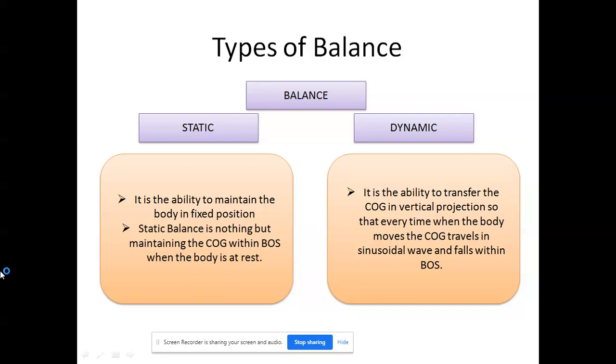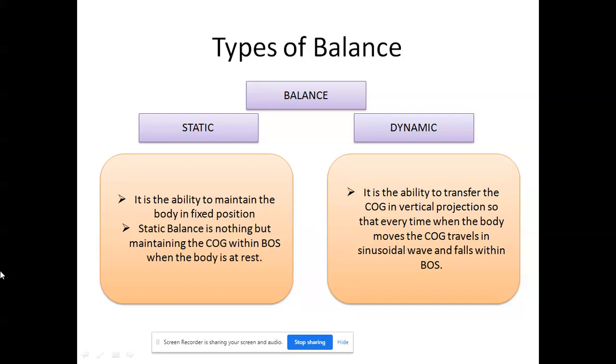Coming to types of balances, as we have already stated, let's look at what the types of balance are: static and dynamic. Static is, as the name tells, stagnant. It is the balance required to maintain the body in a stagnant manner. The ability to maintain a body in a fixed position is static balance. Static balance is maintaining the COG within your BOS when the body is not moving, or when the body is at rest. Exactly opposite is your dynamic balance.